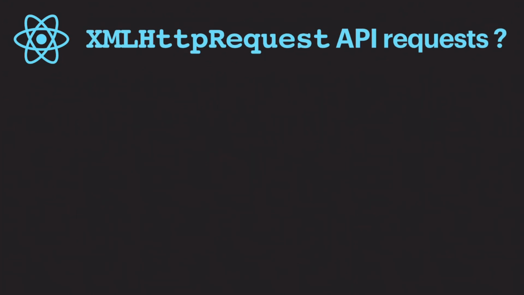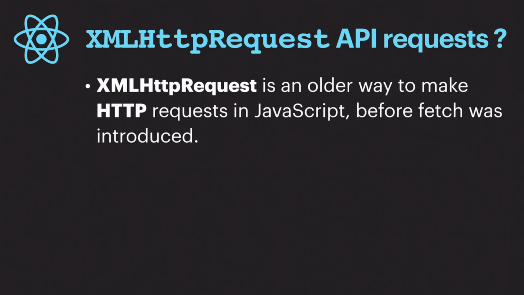So another is the XMLHttpRequest. Actually XMLHttpRequest is an older way to make an HTTP request in JavaScript, from before fetch was introduced. When fetch was not introduced, we mostly used the XMLHttpRequest. It is an older way and currently we are not using it. Currently we use fetch. So now XMLHttpRequest has been replaced by fetch.